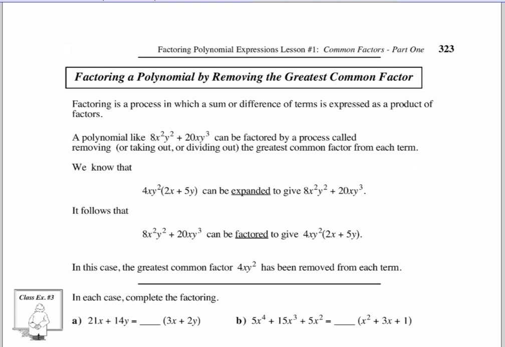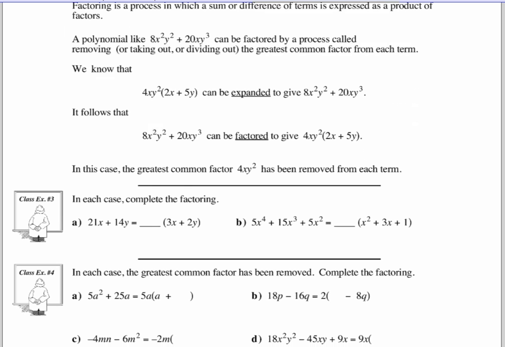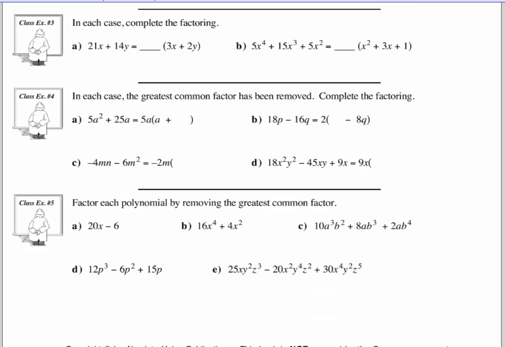Okay, so how do we actually pull out a GCF? If we look at 21x and 14y, what's the GCF for those? Well, 21 and 14, what can we divide both of those by? 7. And is there a variable in common? No, so just 7. And so the GCF goes out front. And then how do we figure out what's left over? Well, we're going to divide each of them by the GCF to figure out what's left in the brackets.